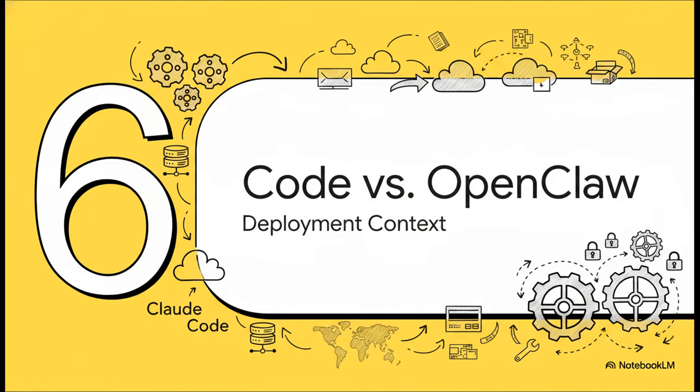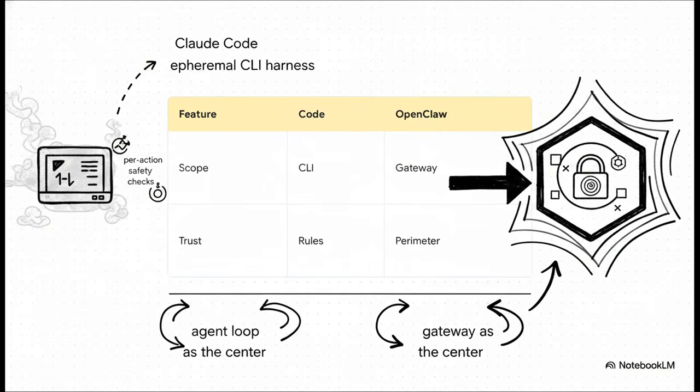Finally, Section 6, Claude Code versus OpenClaw, the impact of deployment. To really master system design, we have to contrast Claude Code with an open-source system called OpenClaw to understand how the deployment context fundamentally impacts the architecture. Just look at how their trust models and resource management differ.